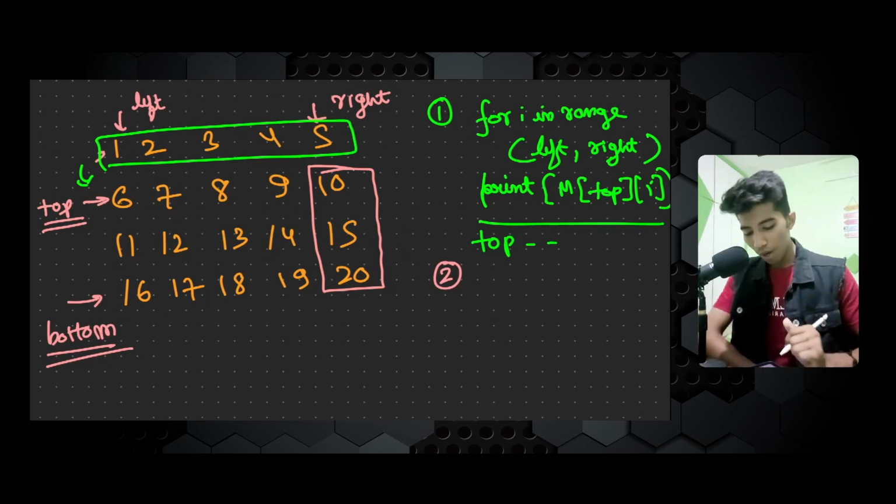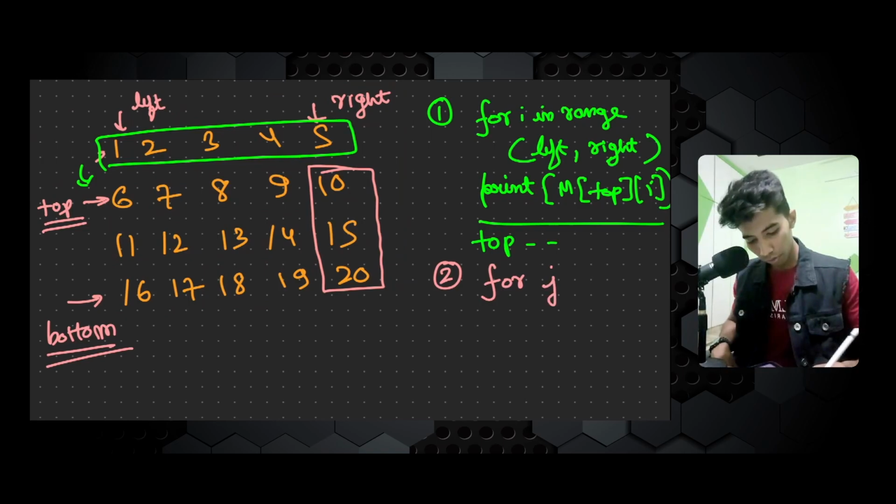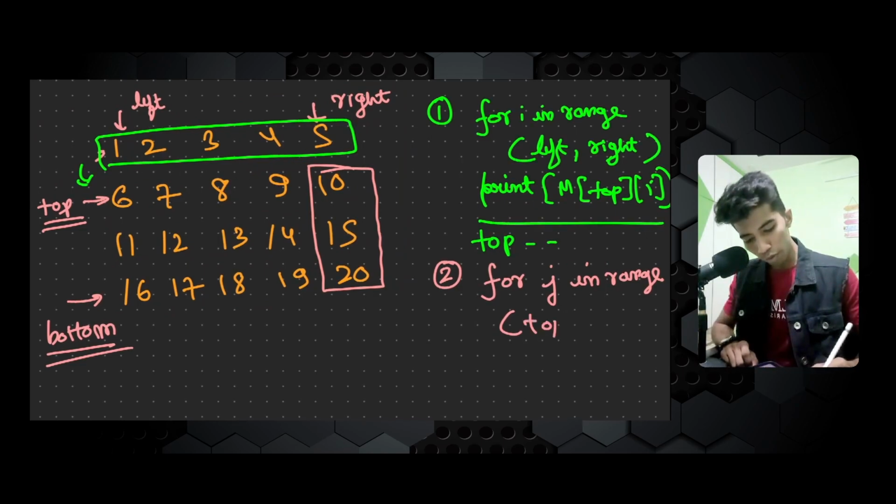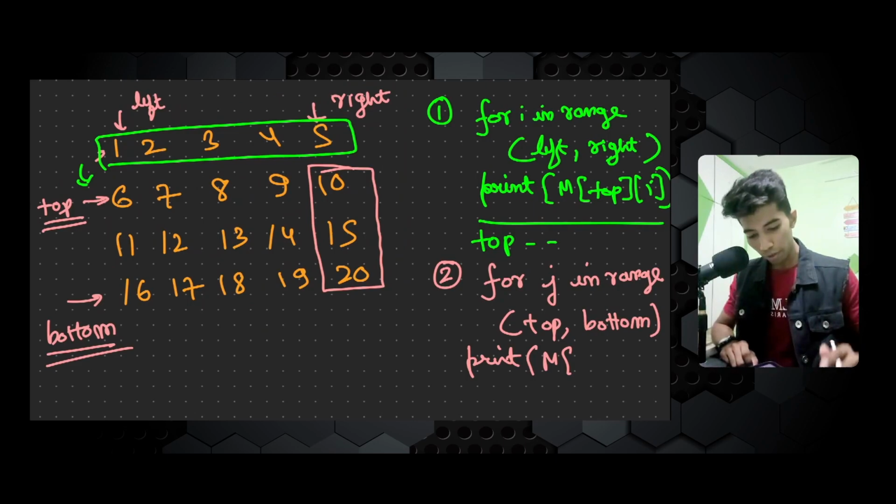Now what can I do? I can run the loop from top to bottom. Top to bottom I will run this loop, keeping the right as a constant. So for j in range, and from where to where will it be running? It will be running from top to bottom. Here my right will be constant, so I will run the loop from top to bottom. These are the rows, so this will be j.